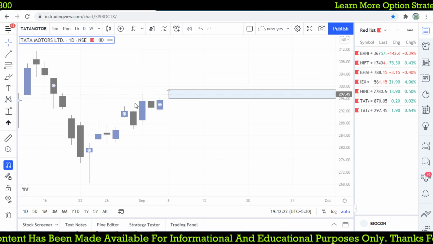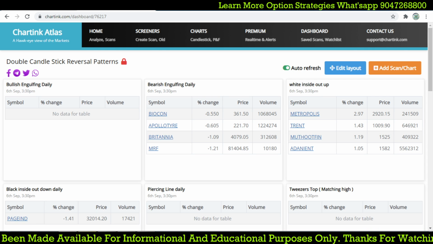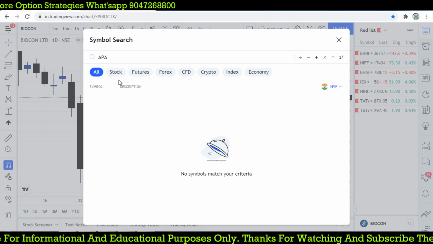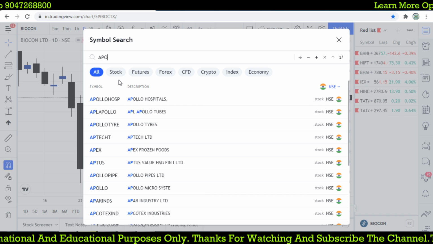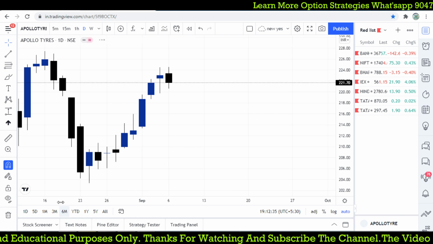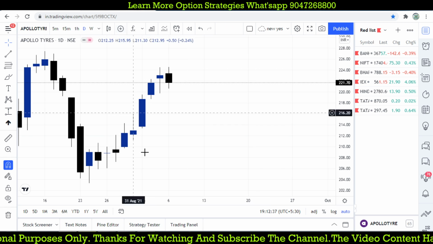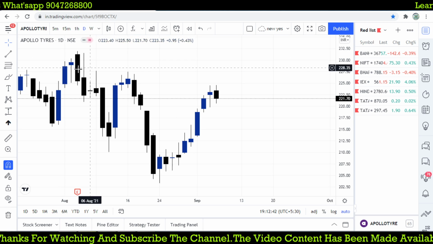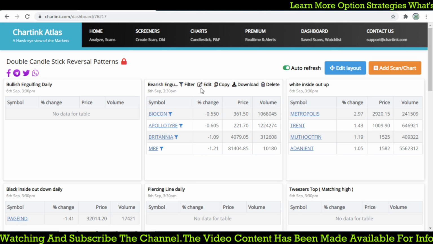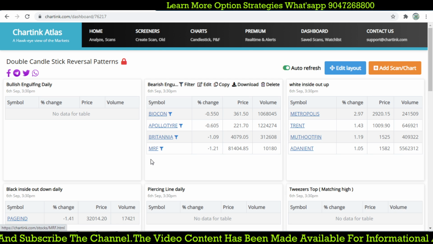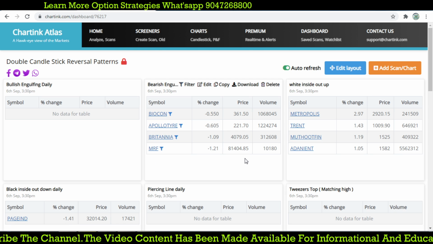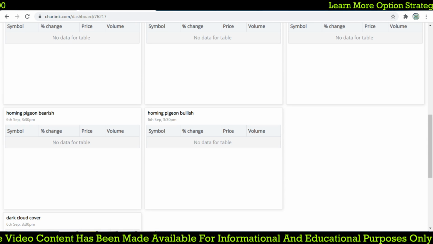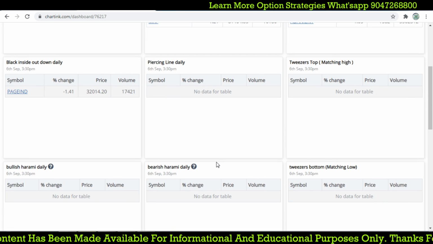Biocon, it just looks not good. And Apollo Tire, Britannia, leave it. Only Apollo Tire we can take for a look. And Apollo Tire is not good. An engulfing pattern looks more powerful when you see this kind of engulfing. That is what I'm expecting, but here it is not good. And Britannia, MRF are not good as per my view. I am not going to do the trade. And Pause I can ignore. And for double candlestick patterns, we don't get any kind of double candlestick pattern.